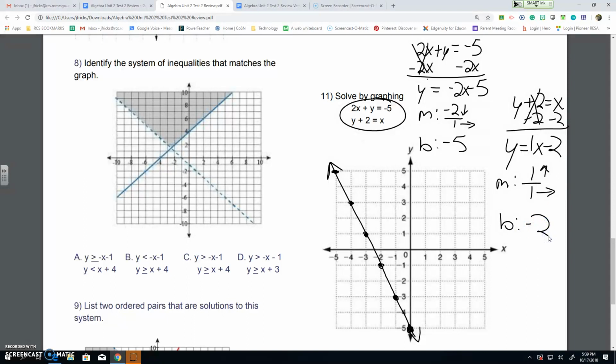So here we go. Down 2. And then we're going to go up 1, right 1, up 1, right 1, up 1, right 1. And we continue that pattern until we run out of space. So we can also go down 1, left 1, down 1, left 1, down 1, left 1. That works as well. And once we get all those points, we can connect our dots. And you can see that the 2 lines are going to cross right there. And that's going to be located at -1, and then down -1, 2, 3. So -1, comma, -3.